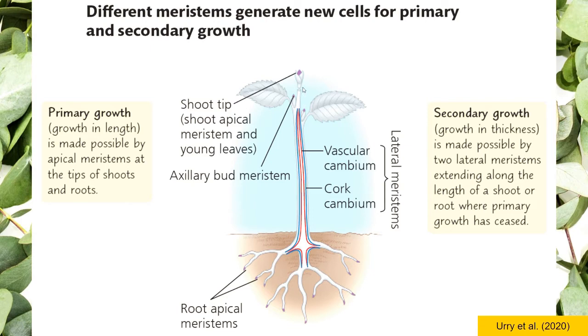Well, the shoot apical meristem is found on the tip of the shoot system, and this one is where the rest of the plant body is generated from.